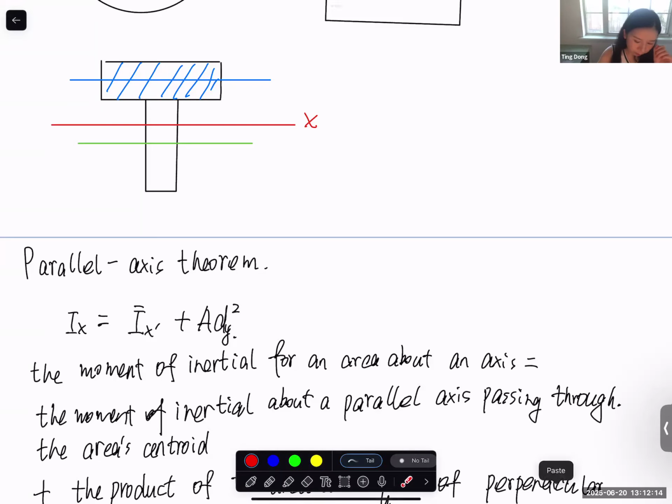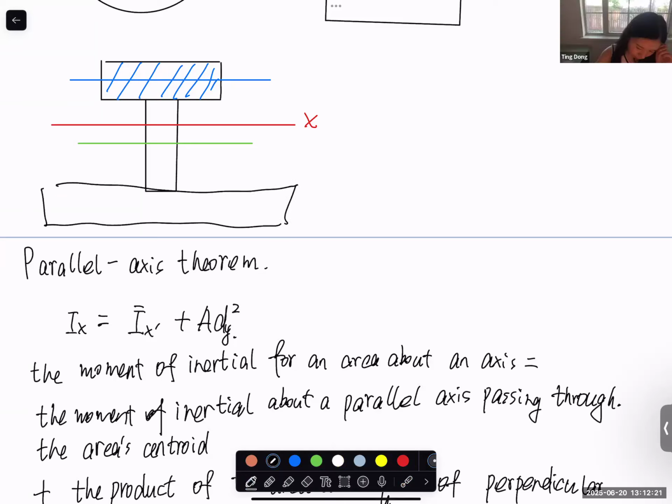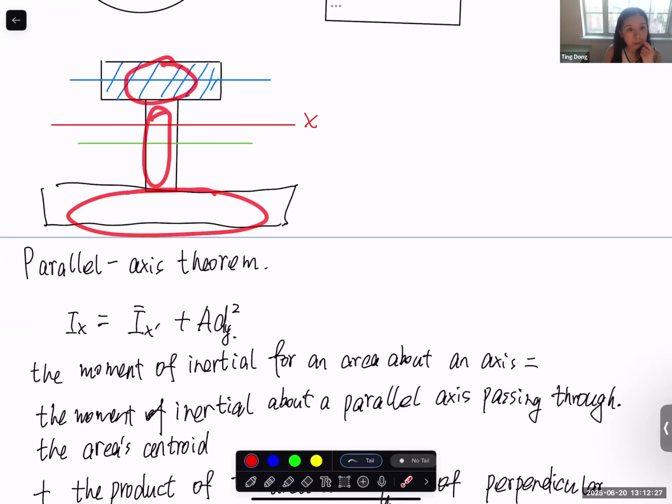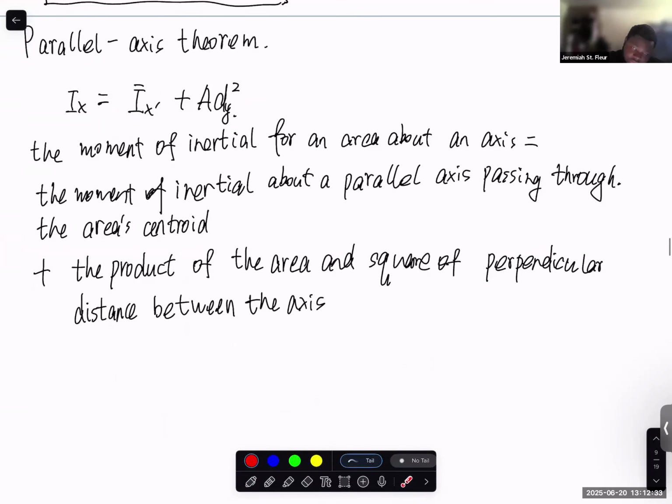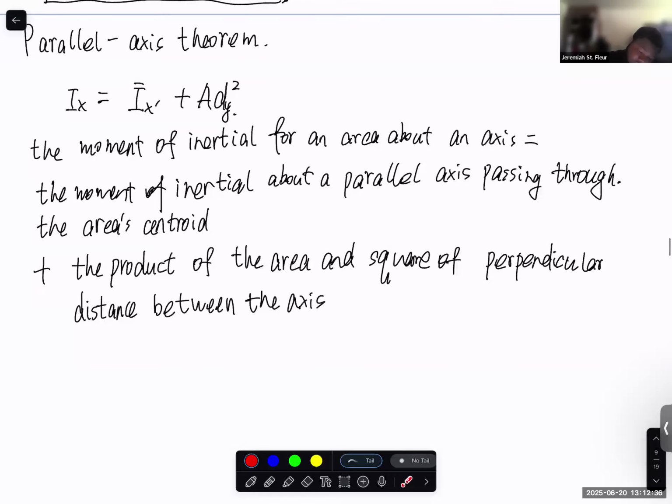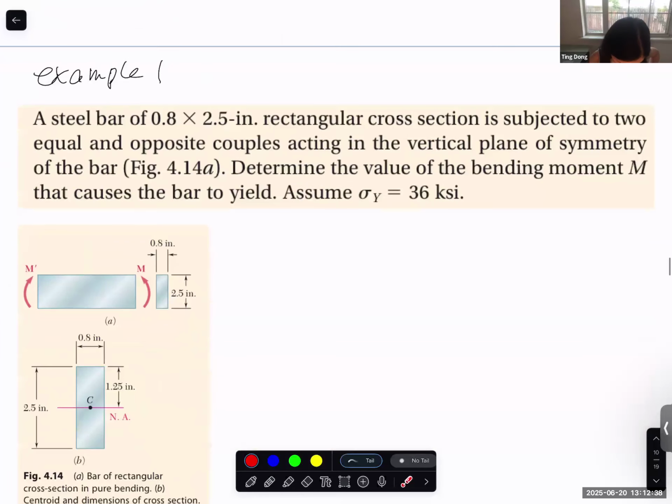If you have an I-beam like this, then you need to do it for this one, and for the bottom part. Thank you. You're welcome. Any other question? Okay, let's check the example problem.